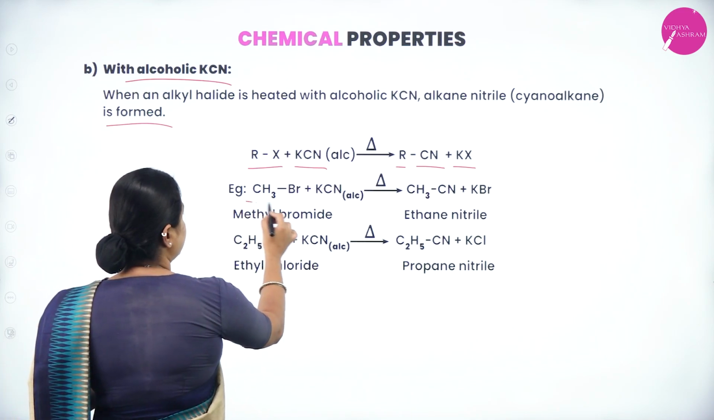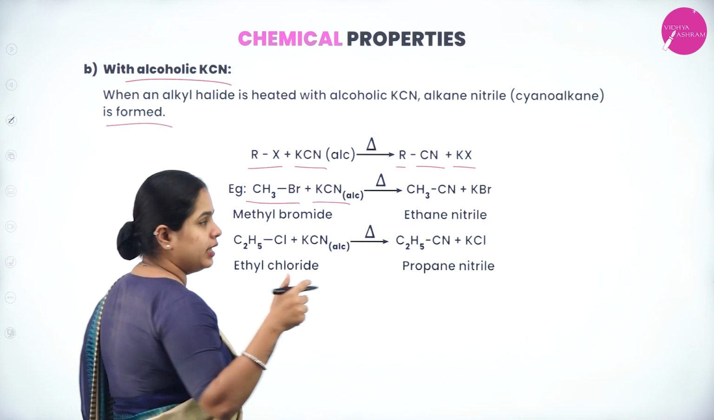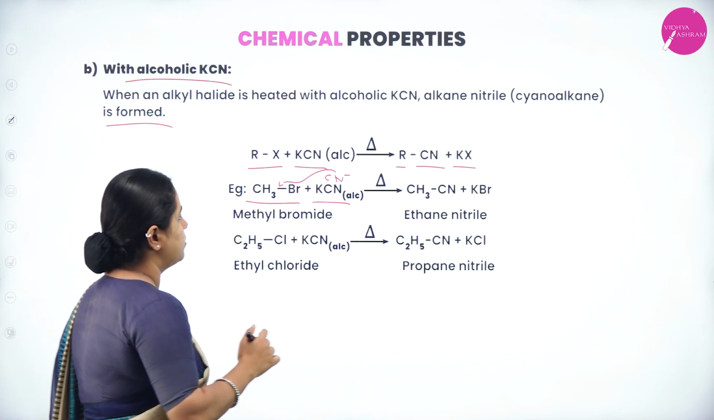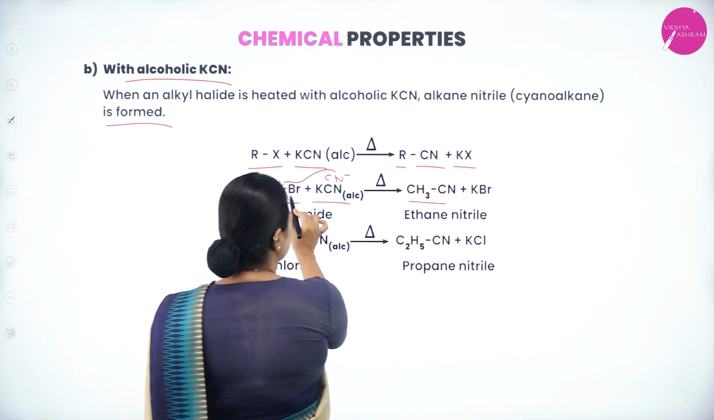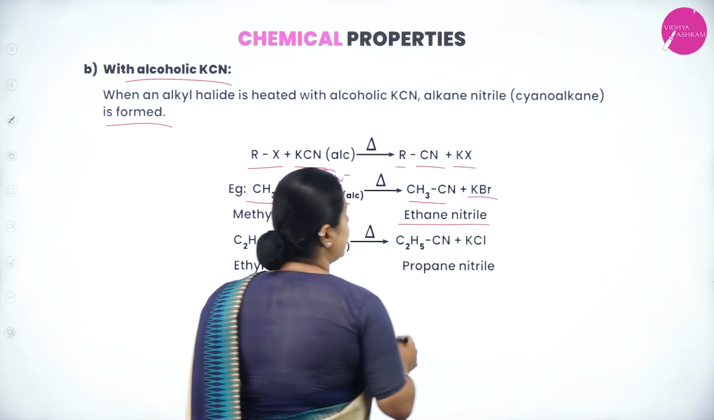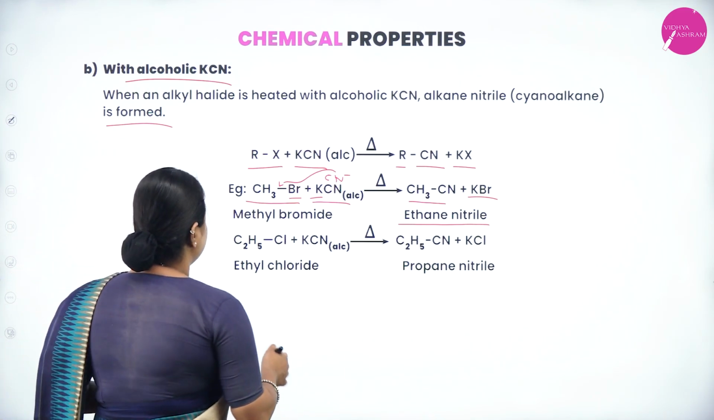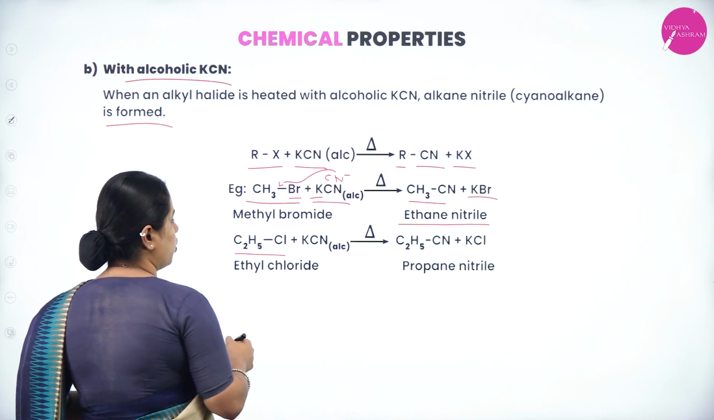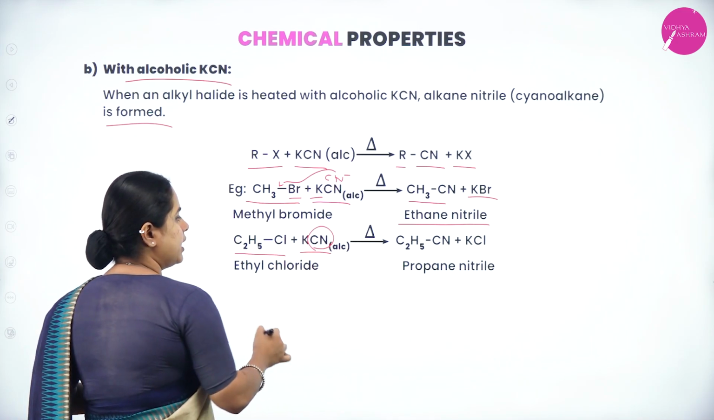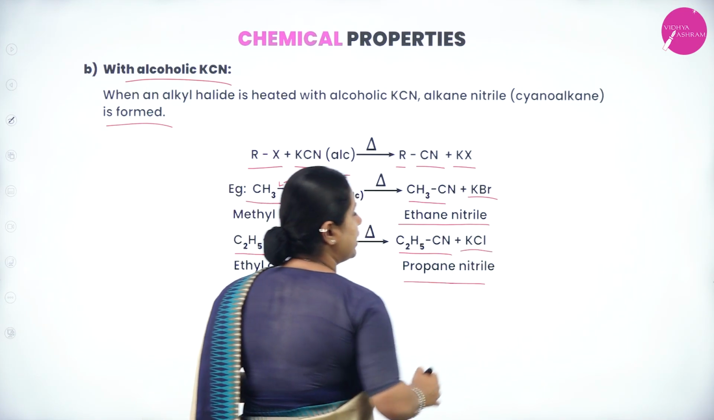For example, methyl bromide reacts with KCN. Which is the nucleophile here? It is CN minus, which will attach with the carbon atom. So you will get CH3CN, and K and Br are left behind, which form KBr, potassium bromide. This is called ethane nitrile, because if it is CN, it is called nitrile. The next one is C2H5Cl, ethyl chloride, which reacts with KCN and when heated, CN minus is the nucleophile and gets attached, giving C2H5CN, which is called propane nitrile, and KCl is formed.